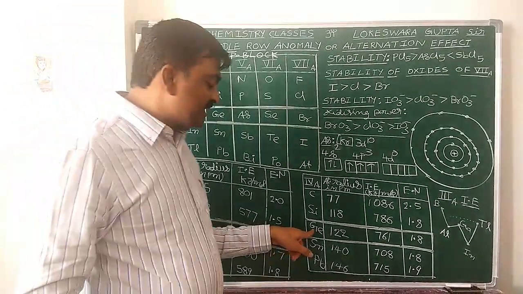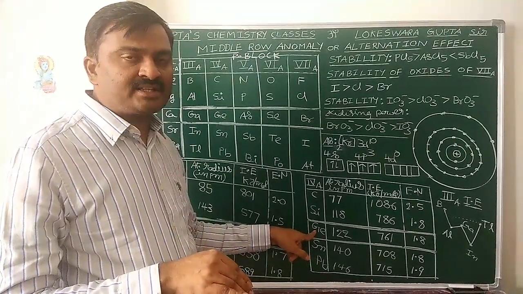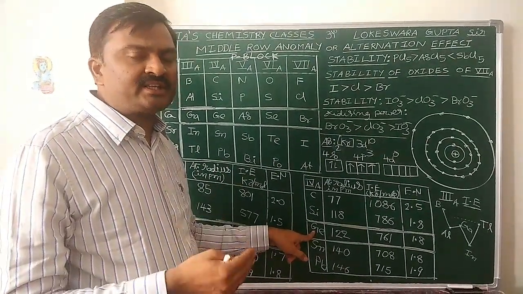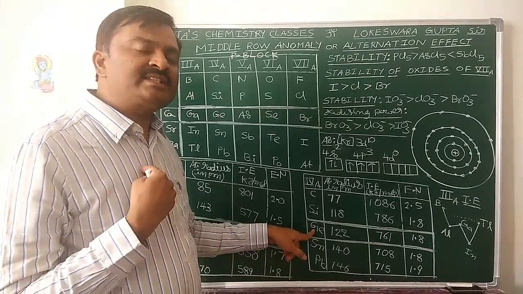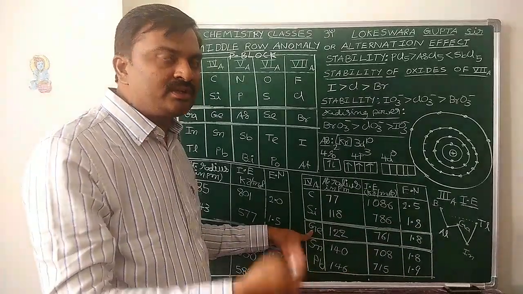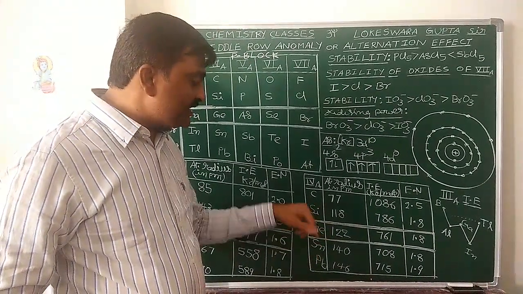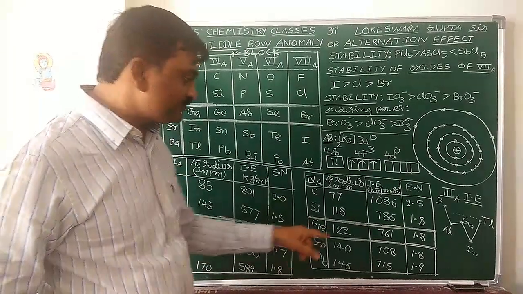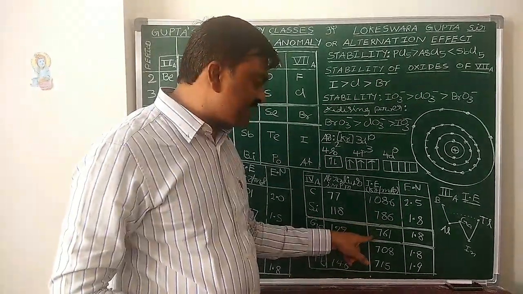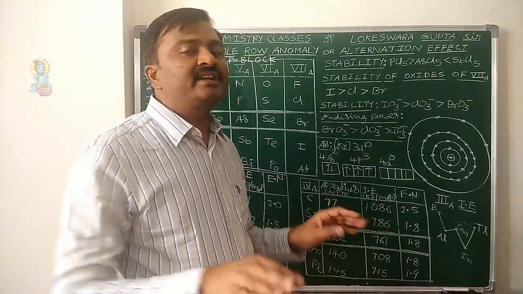Here also, in the germanium inner shell, 3d10 electrons are there. For those 3d10 electrons, poor shielding effect. As a result, nucleus attraction over the outermost electrons is more. Because of that reason, from silicon to germanium, increase in atomic radius is less. Next, decrease in ionization energy is less. Electronegativity, instead of decreasing, remains the same.